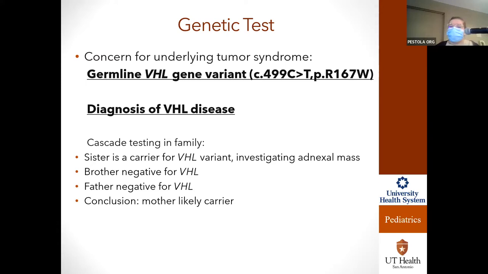Because of the family history and all of the findings summarized thus far, our concern for familial cancer syndrome led us to order a genetic test, which confirmed a diagnosis of von Hippel-Lindau disease. And so because of that, all of the other family members were also tested. Her sister was found to be a carrier for the VHL variant, and her brother and father were unfortunately negative for VHL. So we did conclude that her mother was a carrier of the disease.